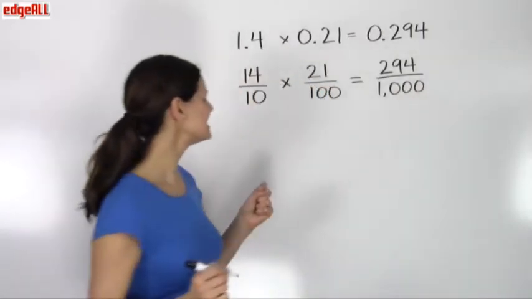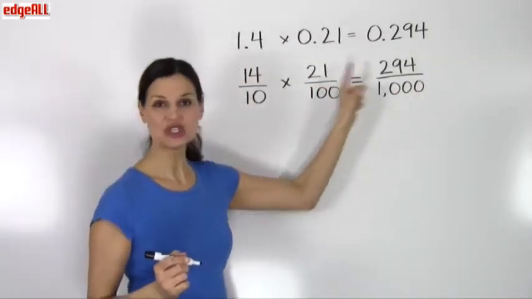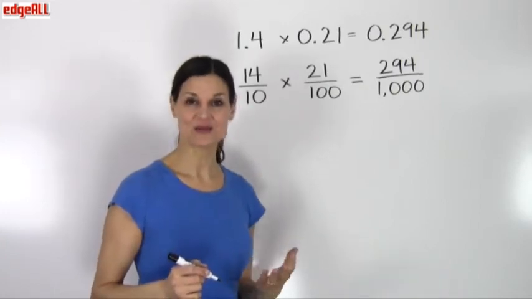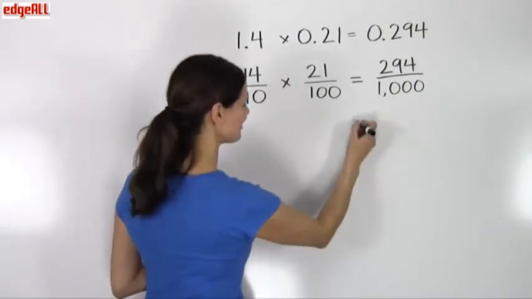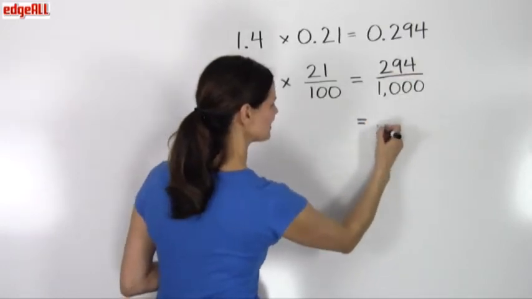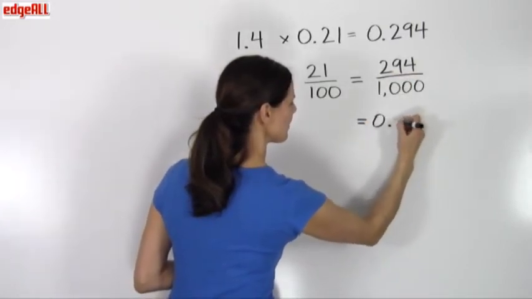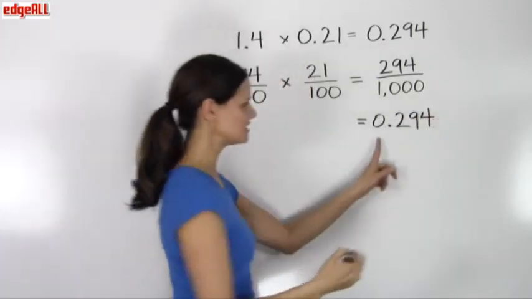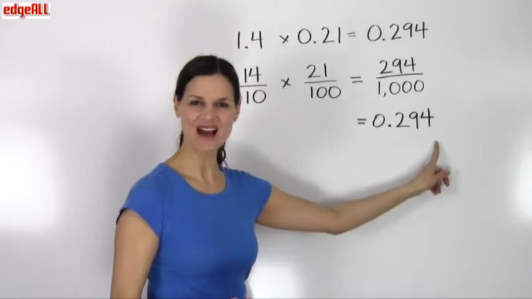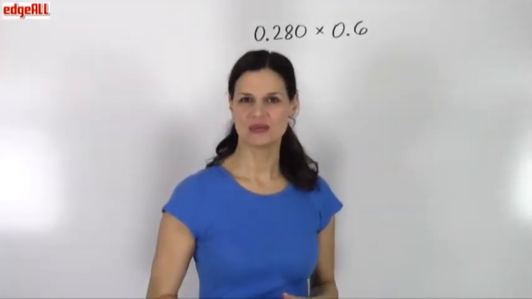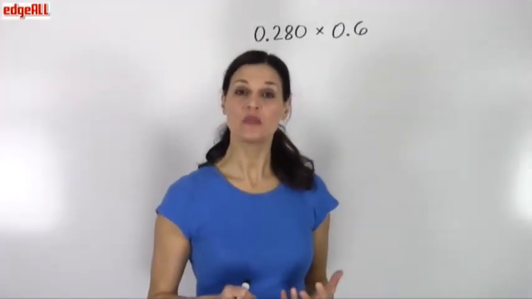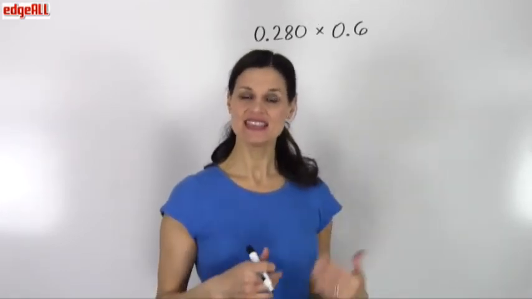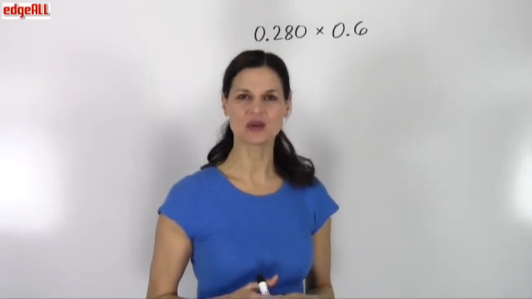So you can see that in this fraction I have 294 thousandths. Written as a decimal, converting from fractions to decimals, I would write this as 0.294, which is 294 thousandths. When you're multiplying decimals, you can remove zeros that don't make a difference to the answer, and this ends up simplifying your problems quite a bit.